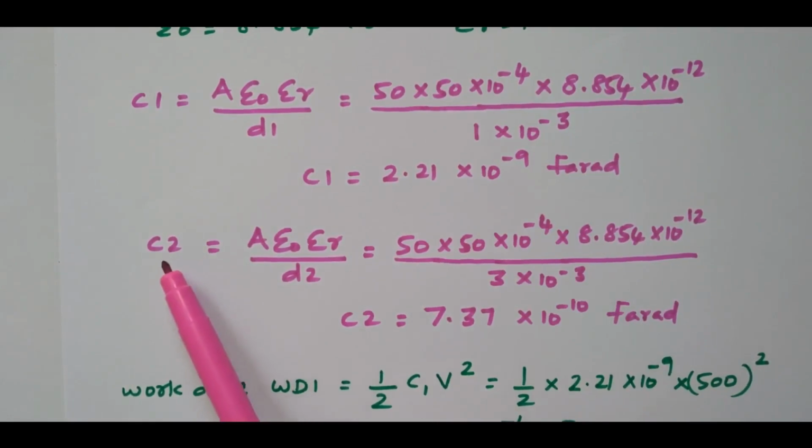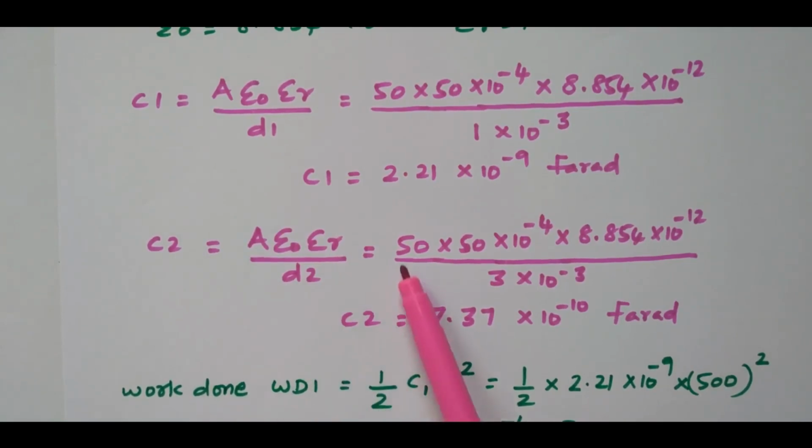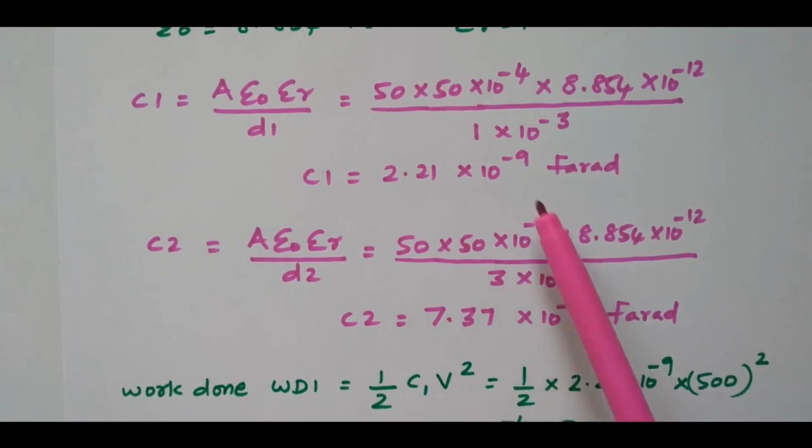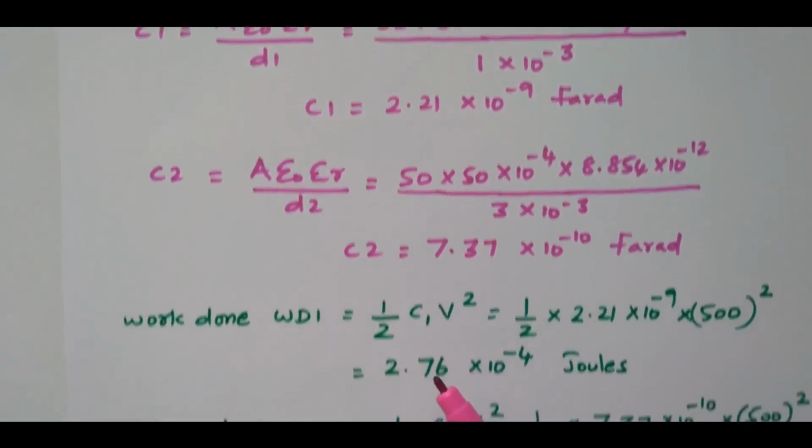When it is 3 millimeter, it will be C2, that is A epsilon naught epsilon r divided by D2. The area is 50 into 50 into 10 to the power minus 4, epsilon naught is 8.854 into 10 to the power minus 12, and D2 is now 3 into 10 to the power minus 3. By simplifying, we got 7.37 into 10 to the power minus 10 farad. Now we have the C1 value and C2 value. Using these we can find the work done for C1 and for C2. The difference between the two will be the net work done. So I will find this work done now.